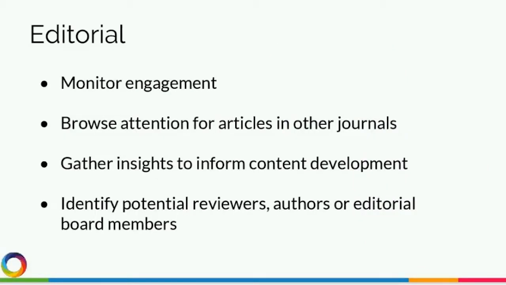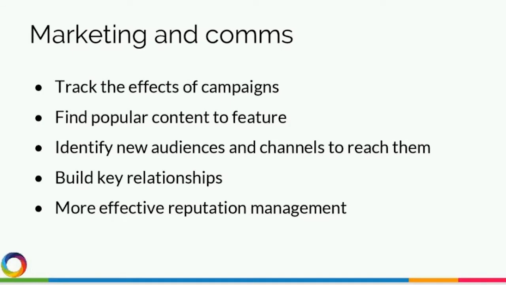For editorial teams, obviously they can use them to monitor engagement. You can also, of course, even if you don't have Altmetrics yourself, start to explore them in other journals. Thousands of them already have the badge on. So you can start to click around and see what kind of attention they're getting, what kind of audiences or channels they're receiving attention from. You can gather those insights, as I mentioned, to inform content development, like special issues or the scope. And then, of course, identifying the potential reviewers, authors, or editorial board members.